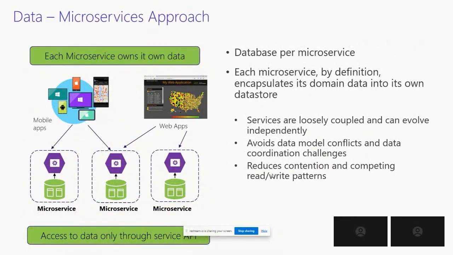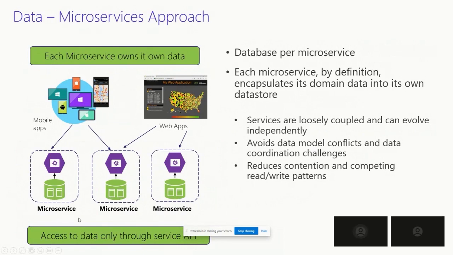If I follow the best practice of each service having its own data store, then I'm moving into a situation where my services are loosely coupled. The data and the service can evolve independently. I can avoid data model conflicts. If I make a change in this database, I'm not going to break things in another database as long as my interface doesn't change.